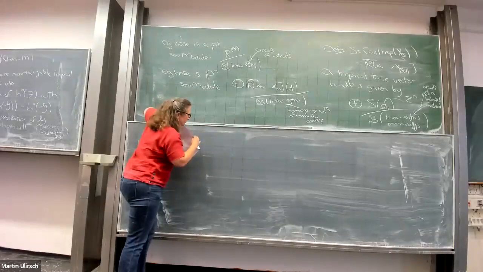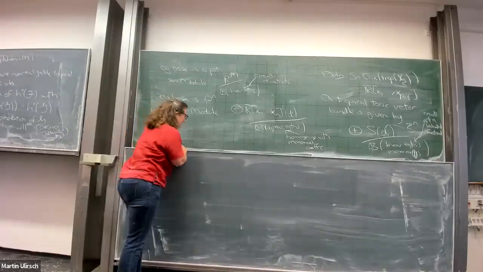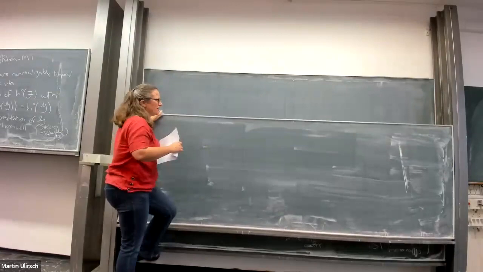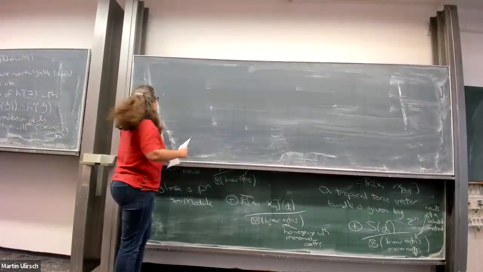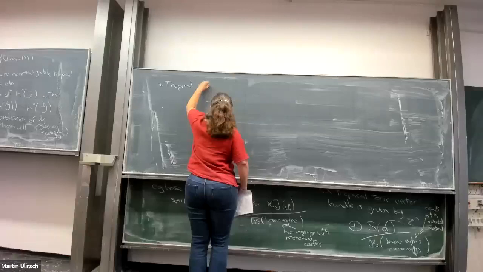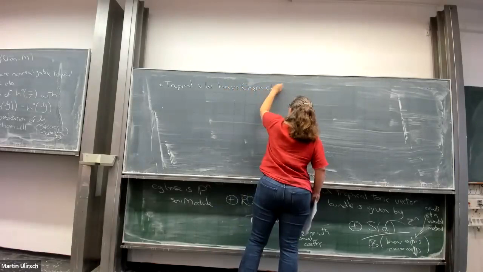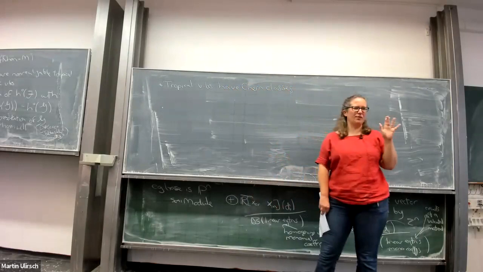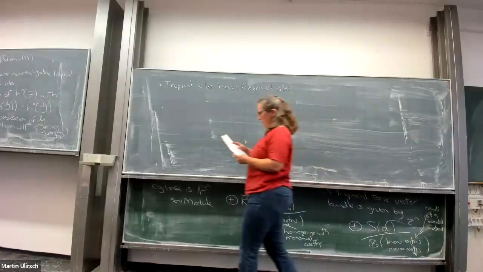The next thing I'm going to write down is that tropical vector bundles have Chern classes. For the toric vector bundle experts, this is a slight cheat because we just pull the formula across from the associated toric vector bundle. But this lets us define some things.